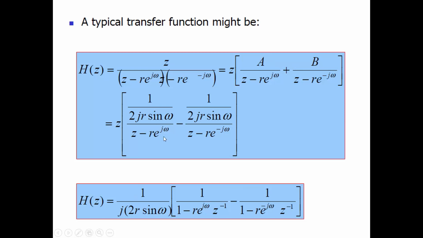From this expression, if you try to solve it further, if you take out z from this part, this will become 1 minus r e to the power j omega z to the power minus 1. Same will happen here. So you will get here 1 over this. If you take z common from here also and here also, that z will be cancelled out with this z. So you will be left with this expression if you perform a little bit of manipulation.